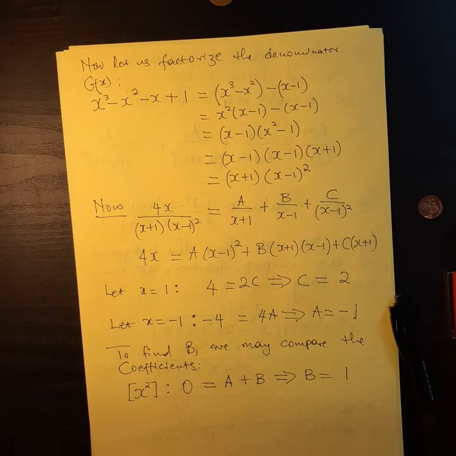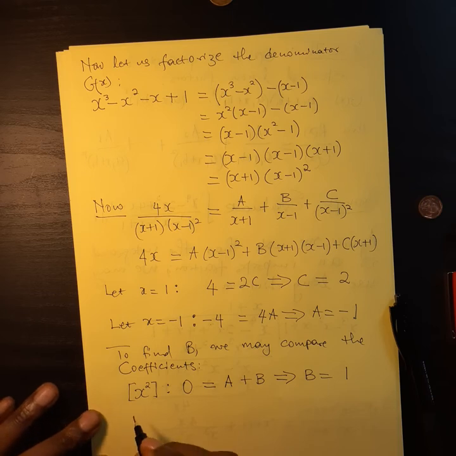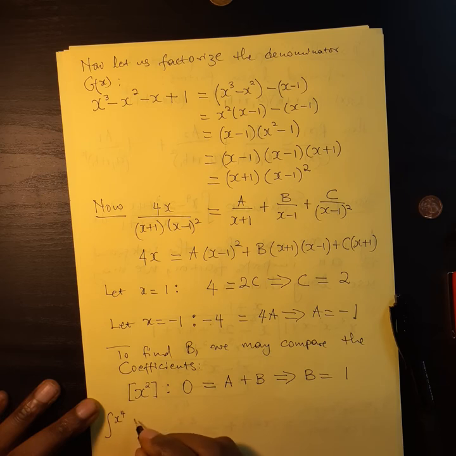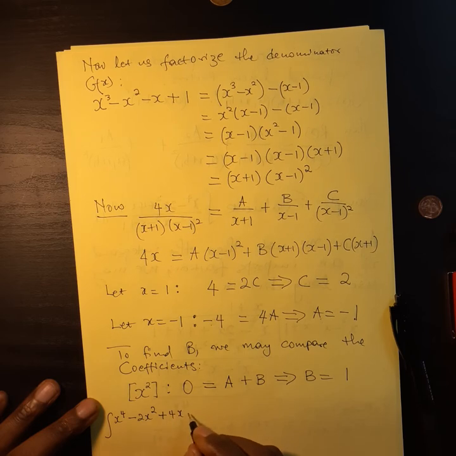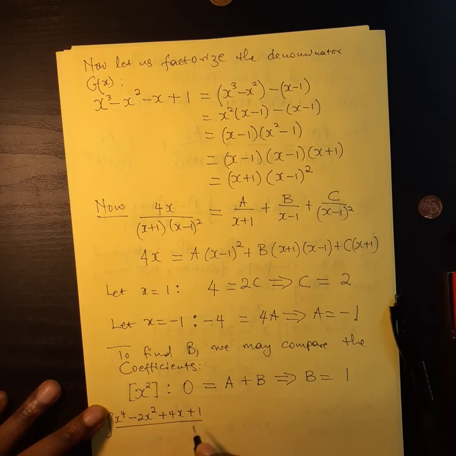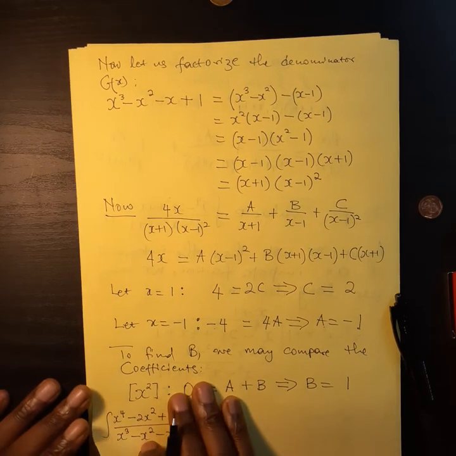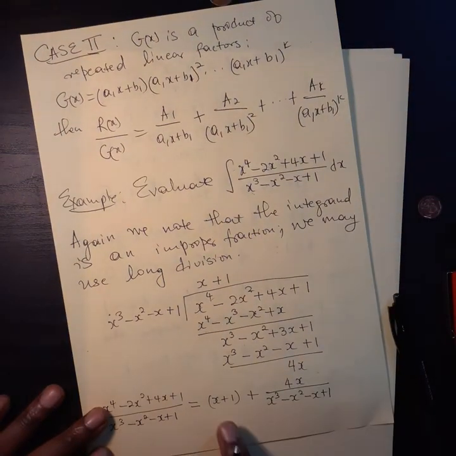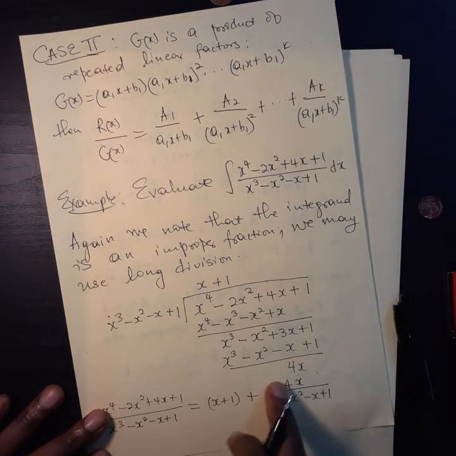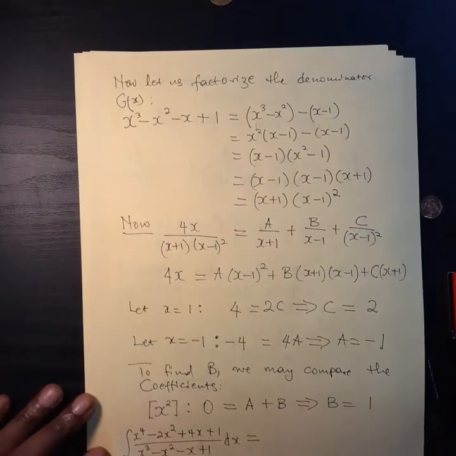And we are done. Therefore, what we are interested in is the integral of x to the power of 4 minus 2x squared plus 4x plus 1, divided by x cubed minus x squared minus x plus 1, dx. This is equal to x plus 1, and then what we just decomposed into partial fractions.